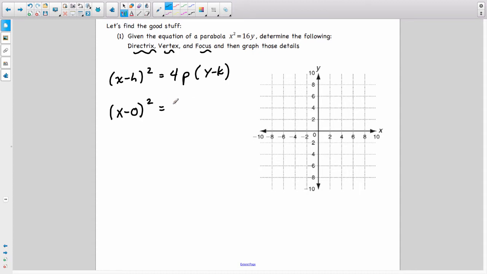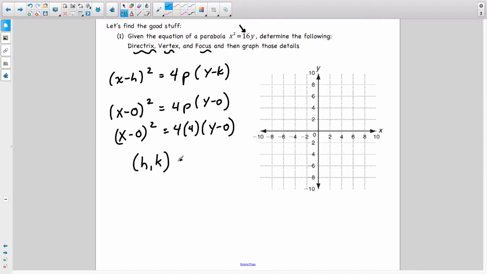So how do I turn 4 times p times y minus 0 into 16y? Well, that would be if p was 4. Positive 4 also, because as you can see, this is positive 16. So I think that would work. I'm just working backwards, knowing what we did yesterday. So my h and k look like they're going to be 0, 0. So I've got this vertex that's at the origin, and I'll put it in right now. That's my vertex.